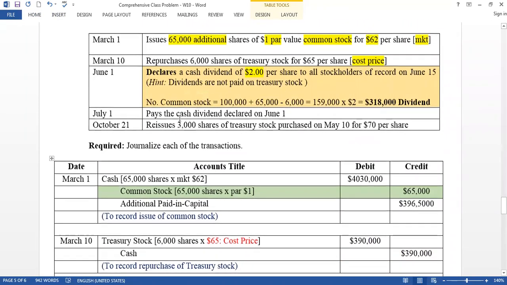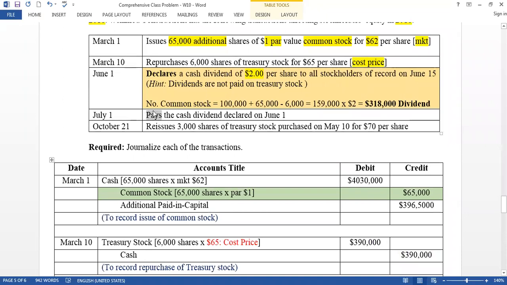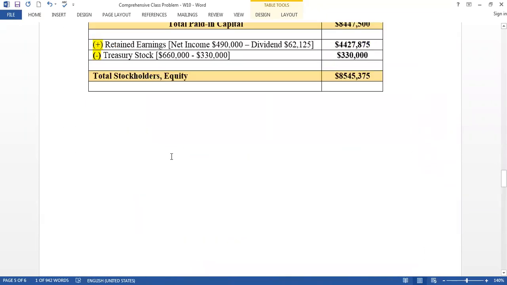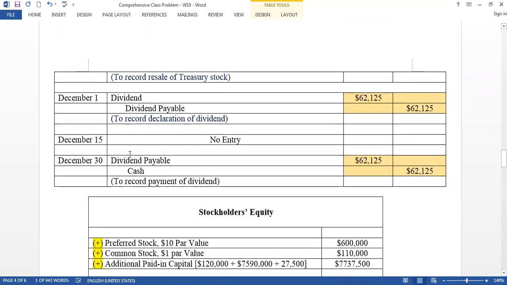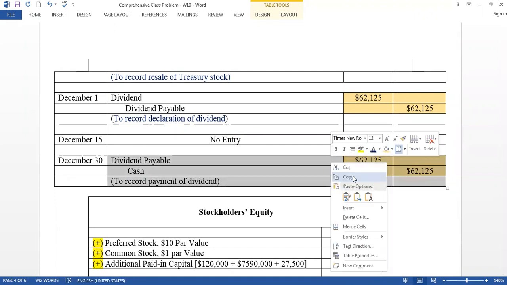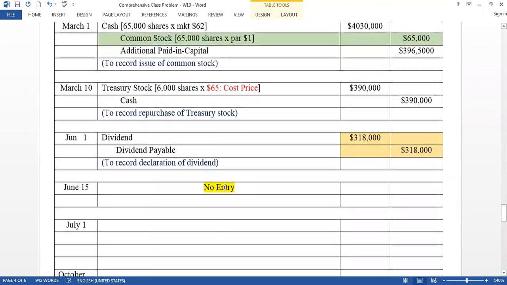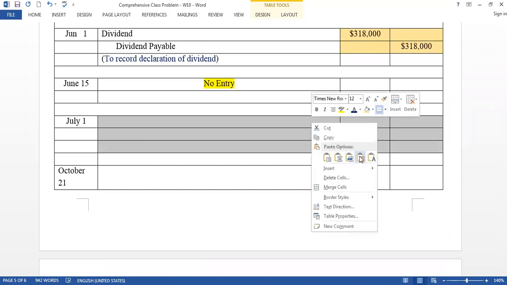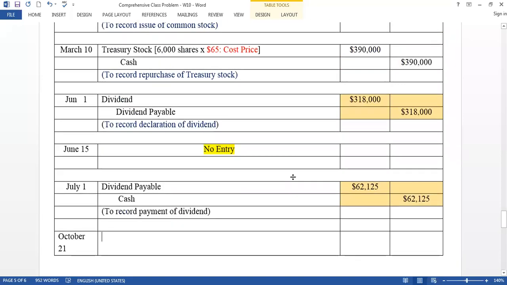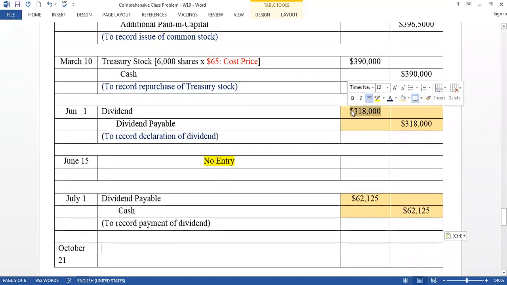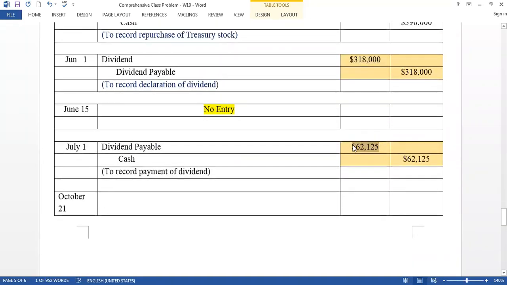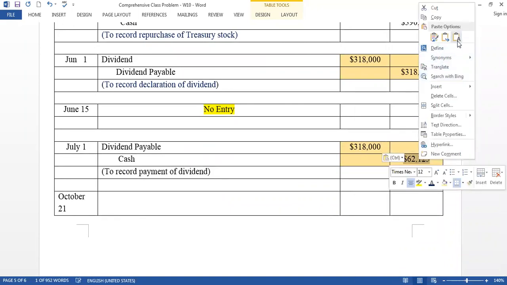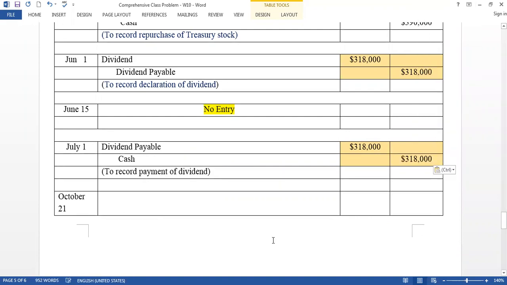And July 1st is the payment date. So this is the journal for payment: dividend payable debit, cash credit. Payment date.